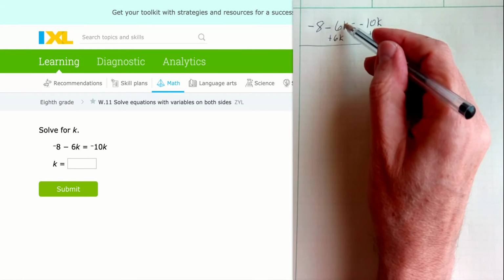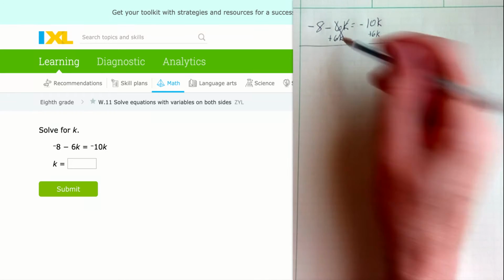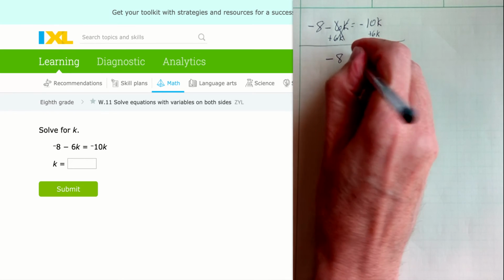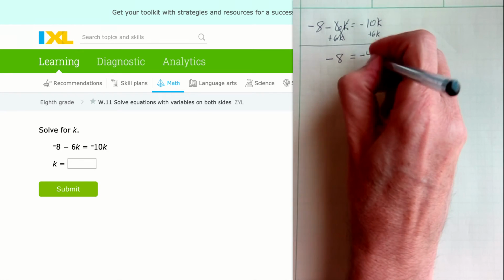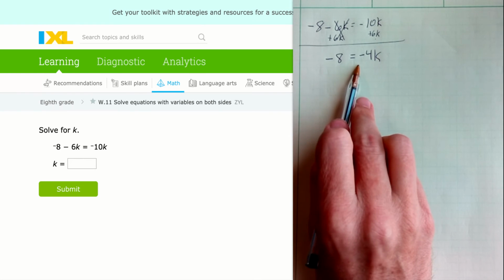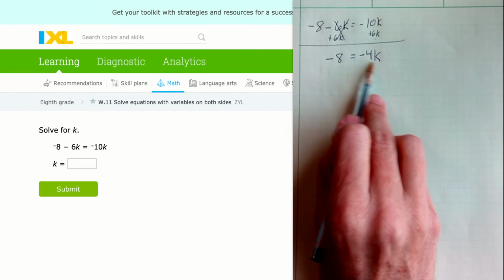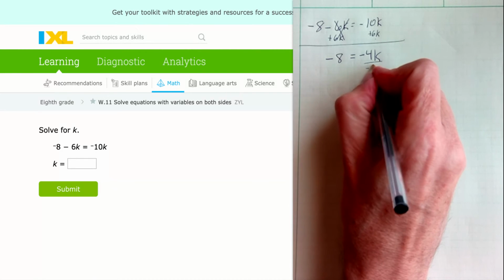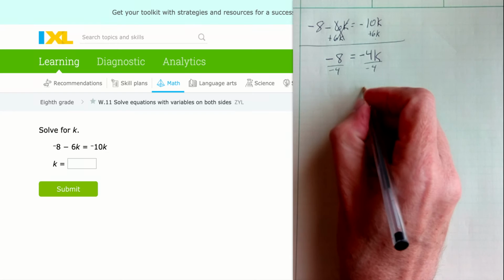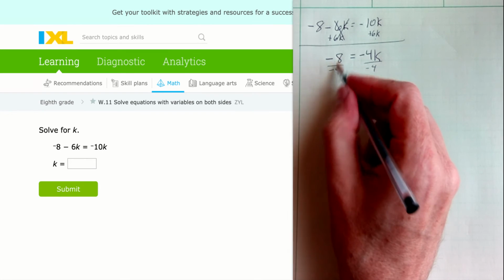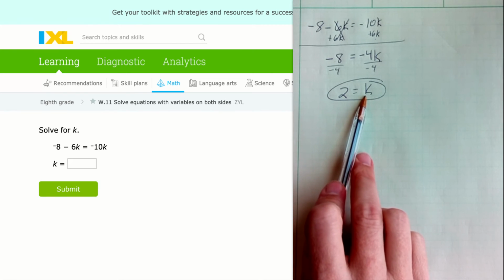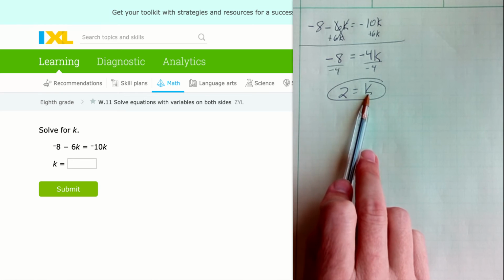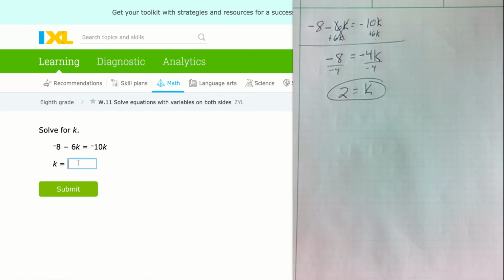Again, that eliminates the negative 6k term from the left side, leaving just a negative 8 on the left side. And then these are like terms, which we can combine. Negative 10 plus 6 is negative 4k. Now, all I have is one last step to get rid of the multiplication between the negative 4 and the k. That means I'm going to divide by negative 4 on both sides, leaving the k on the right side, and negative 8 divided by negative 4 is 2. And there's nothing wrong, by the way, with the variable being on the right side of the equation. It still says k is equal to 2.